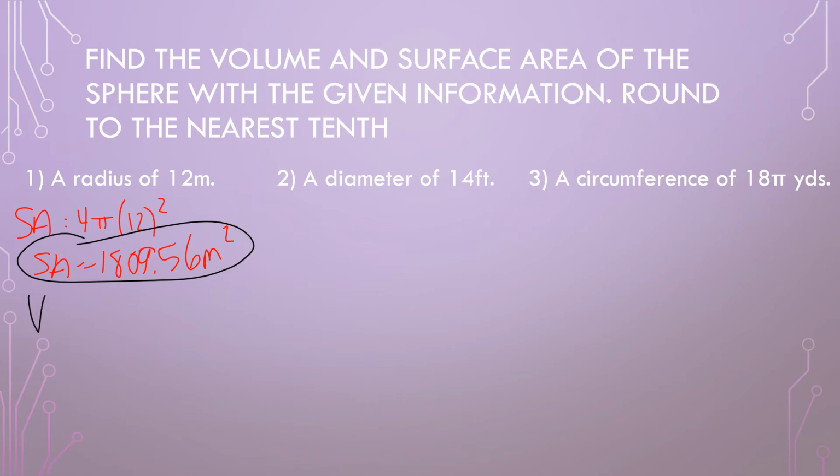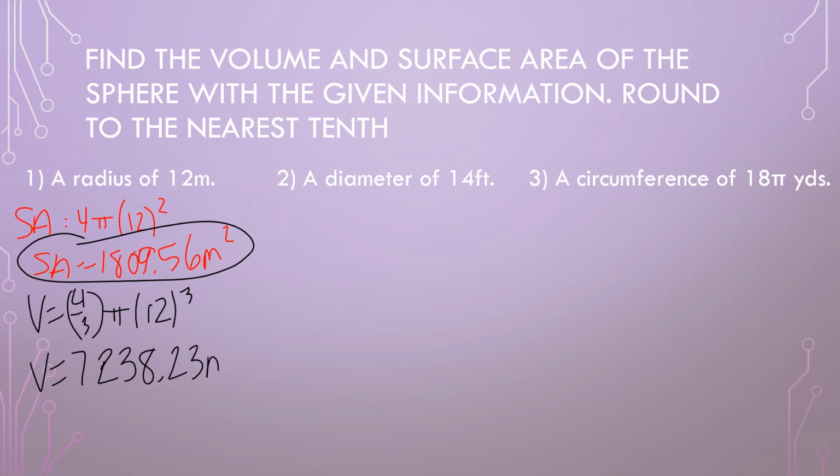For the volume, you're going to have 4/3 pi times the radius cubed, and again, just plug all of that in your calculator to get 7,238.23 meters cubed.